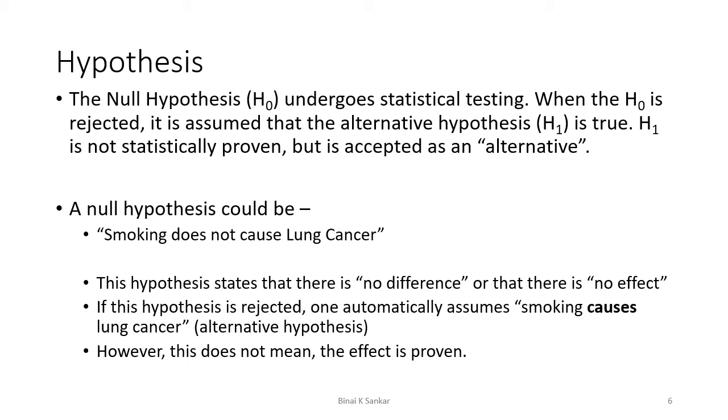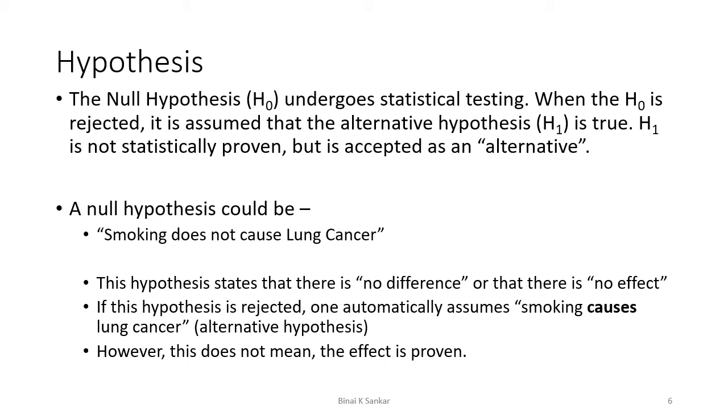So when you test a hypothesis, you always do testing of the null hypothesis, and based on the outcomes of the test, you either accept or reject a null hypothesis. If a null hypothesis is rejected, it is assumed that the alternative hypothesis is accepted.